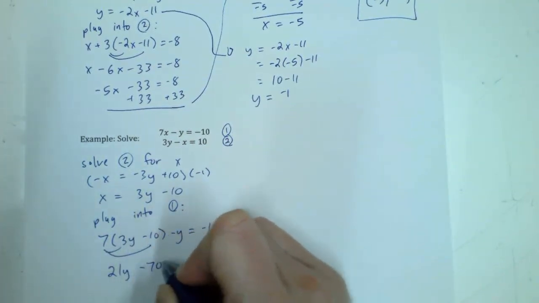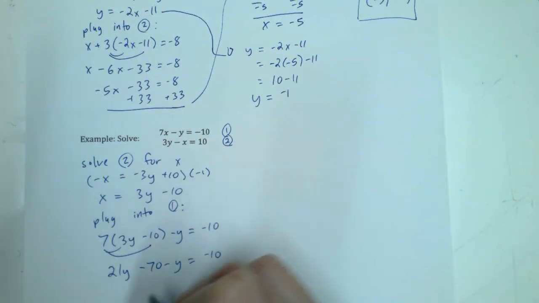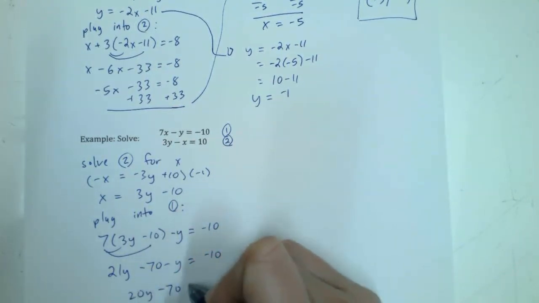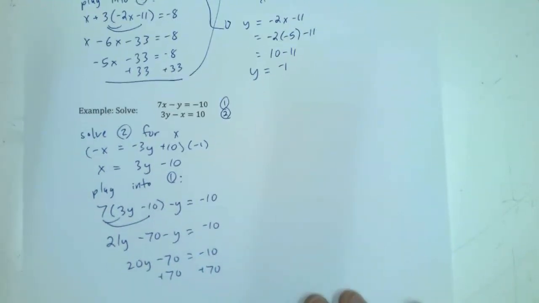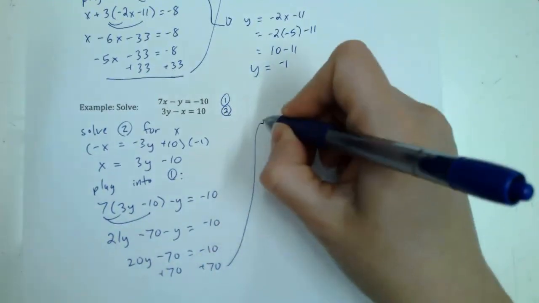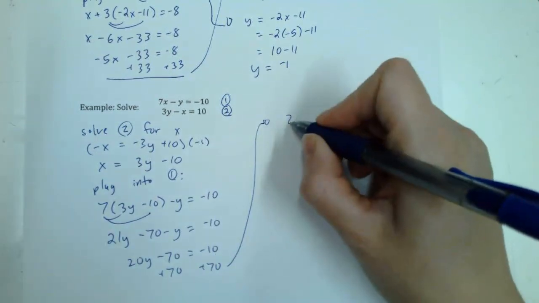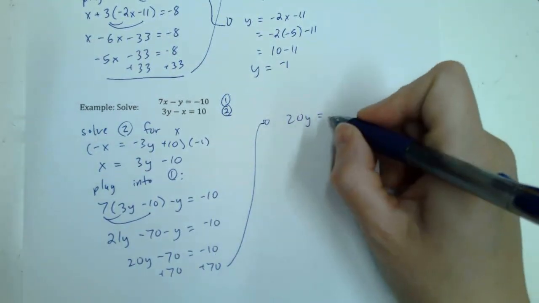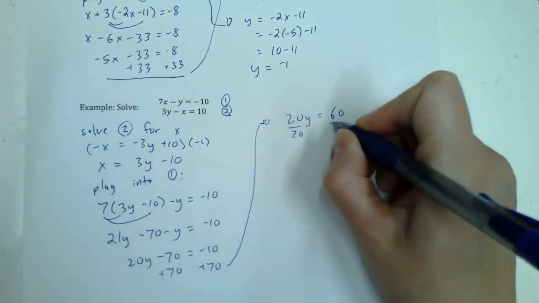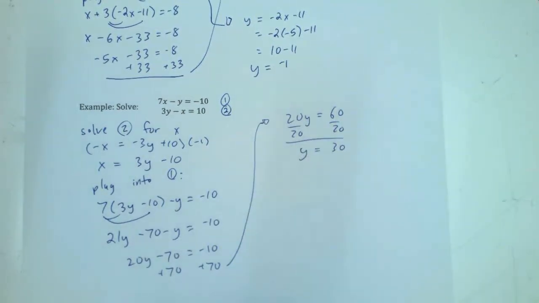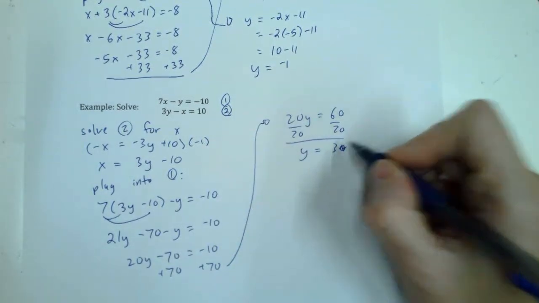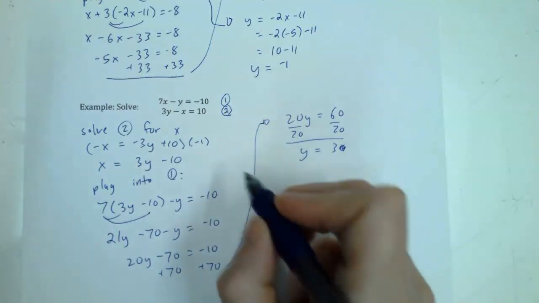Let's distribute. And that's going to give me 20y minus 70 is negative 10. Let's add 70. And oops, I've gone off the screen. Let me come over here to finish solving that since I am running out of room. That is going to get me 60. And then dividing by 20, I get that y is 3.